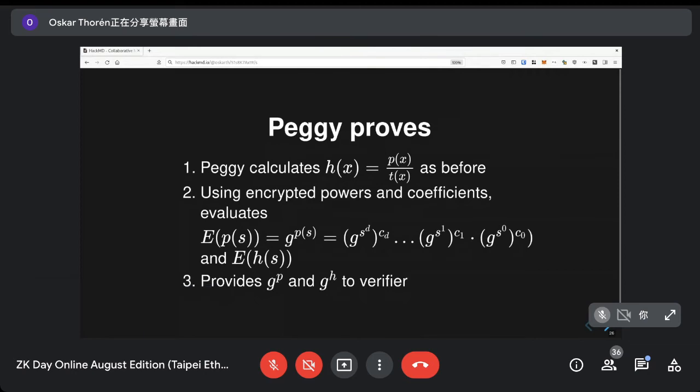Similar to before, Peggy calculates this arbitrary polynomial h of x, using these encrypted powers that were given by Victor, and applies the coefficients for the p of x polynomial. And then we do the same thing for the arbitrary polynomial h of s. And then we provide these p and h values like we did before, but this time in encrypted space.